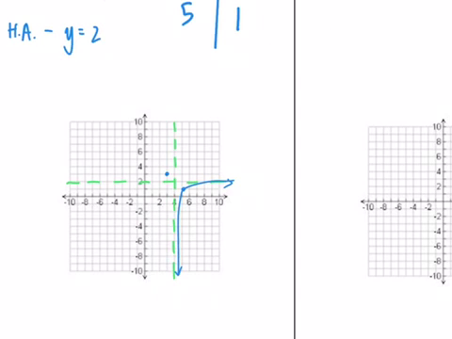Kind of went over that one. Obviously, don't cross it. Got a little crazy with the pen. And yeah, there we go.